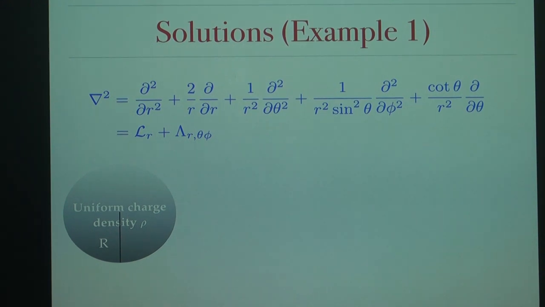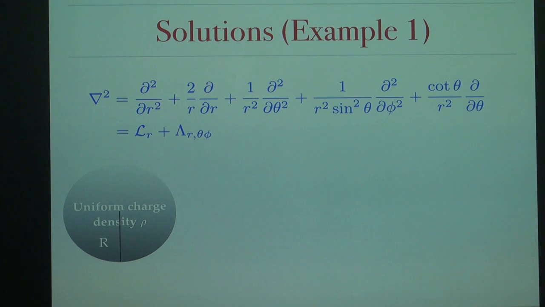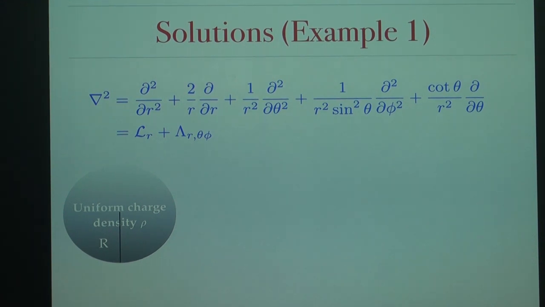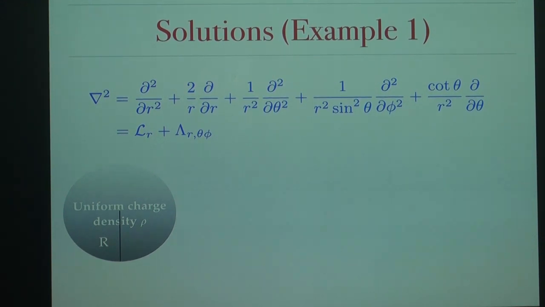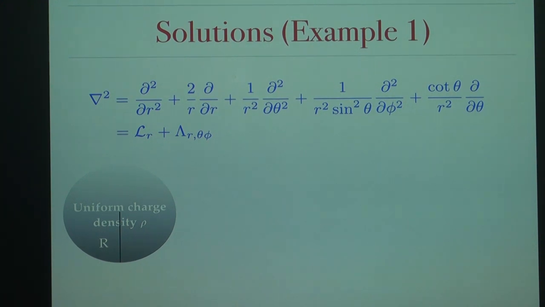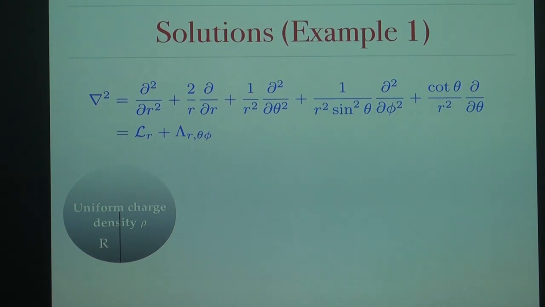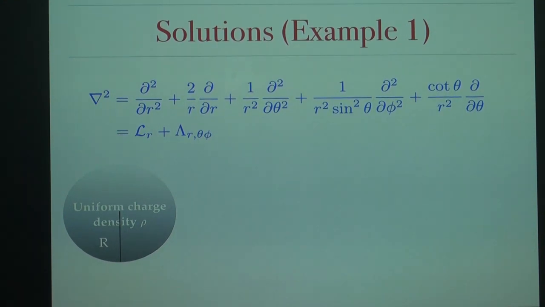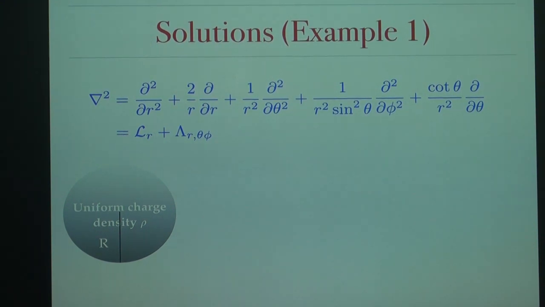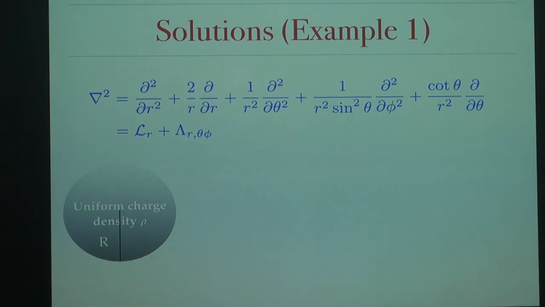So consider I have a uniformly charged sphere where the charge density inside of the sphere is rho and the radius of the sphere is capital R. Then how do I solve it? I mean, this problem has a spherical symmetry. So the only difficult part is to write the Laplacian in the spherical coordinates. And that is an expression of the Laplacian in coordinates.